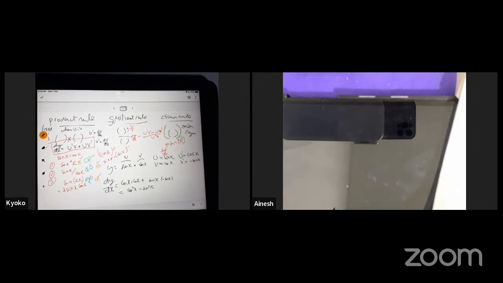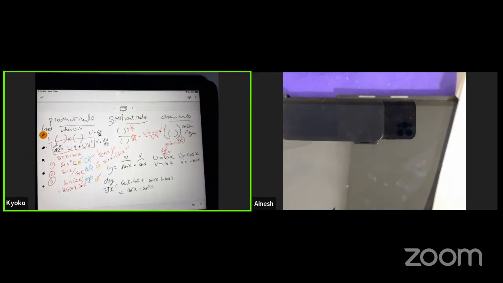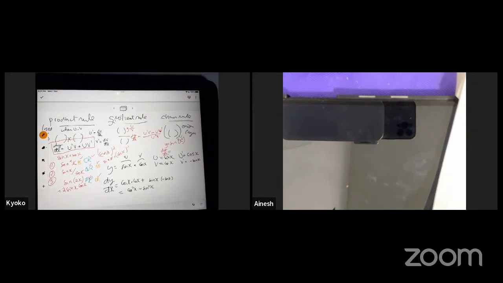Kyoko, what's the differentiation of sine u? Okay, I'm going to ask it slightly differently. Kyoko, what is the differentiation of sine x? Cosine x. Yes, you memorized for me yesterday. We kind of proved it with the Desmos. So, Ainesh, what is the differentiation of sine u? Cosine u. You're venturing a guess, and that's correct. Cosine u. However, this is where the chain rule comes in.